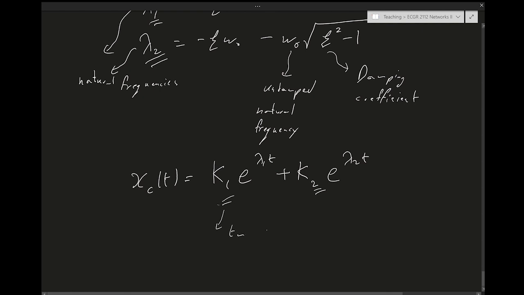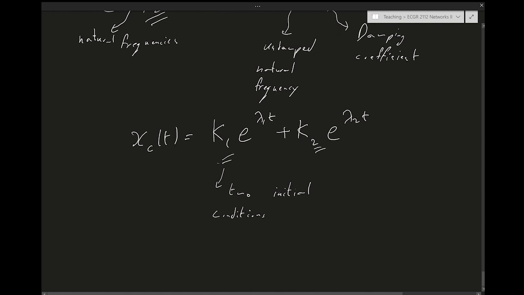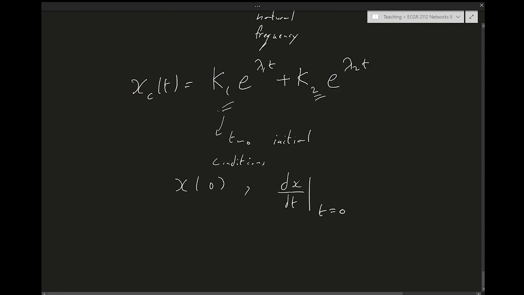Those two constants need 2 initial conditions instead of 1. So now we need 2 initial conditions to pin down the actual response for a certain system. Those initial conditions could be the value at some initial time and the derivative dx by dt at some initial time, let's say t equals 0. So we need both x at 0 and the derivative of x at 0 to pin down the solution.